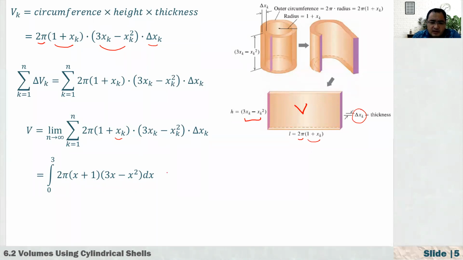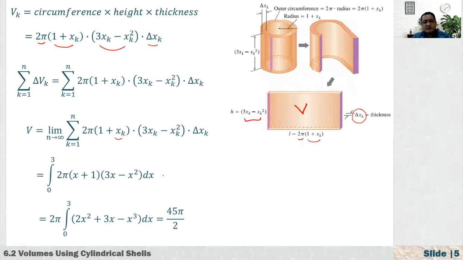Okay. So now we know how to calculate this. If you just evaluate this first, I need to take 2 pi out and expand (x plus 1) times (3x minus x squared). That's equal to 2x squared plus 3x minus x cubed. That's just a simple thing. You know how to do that. And also it's just a polynomial function. You know how to integrate, and integrate this, get the answer.